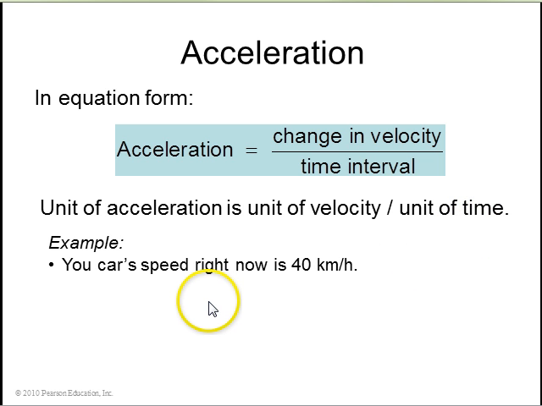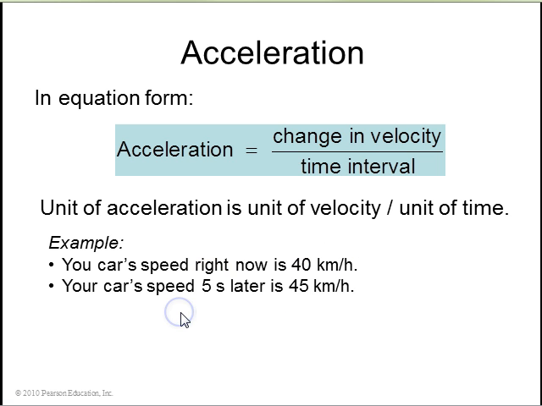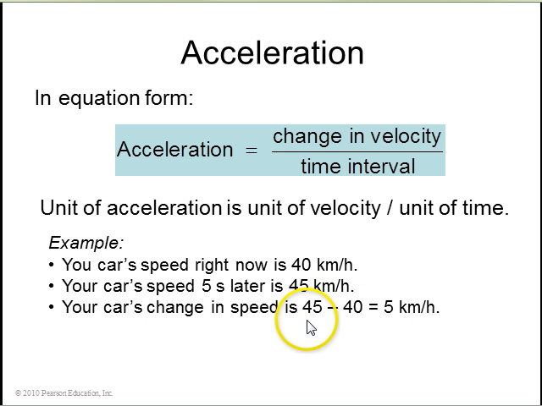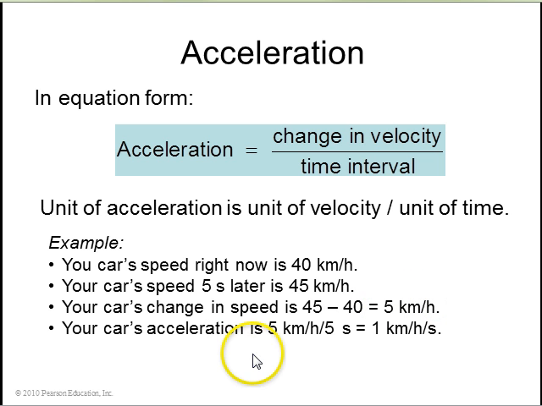Example, your car's speed right now is 40 kilometers per hour. Your car's speed 5 seconds later is 45 kilometers per hour. Your change in speed is 45 minus 40, which is 5 kilometers per hour. And your acceleration is 5 kilometers per hour per 5 seconds. So you divide 5 by 5, you get 1 kilometer per hour per second.